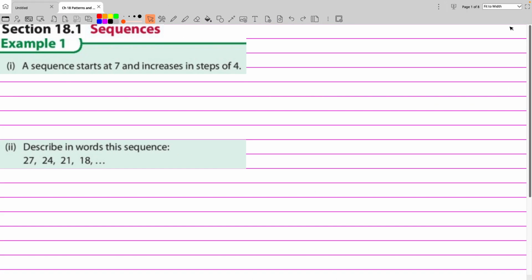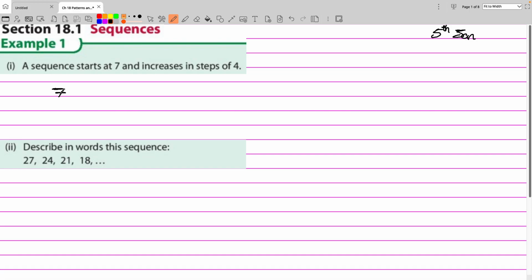Right, just save it. So just make sure you put down today's date, which is the 5th. I do apologise because this is too easy peasy for you, to be honest. So have you copied out part 1? A sequence starts at 7 and increases in steps of 4. I mean, you got this when you were 5, didn't you?